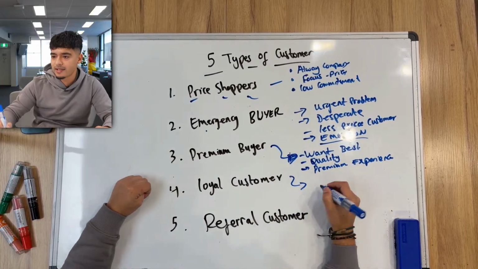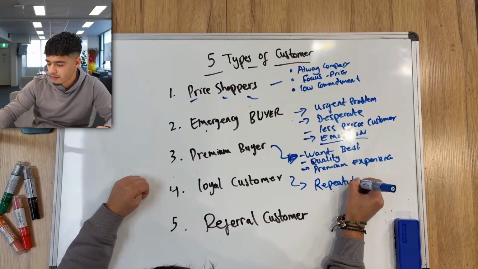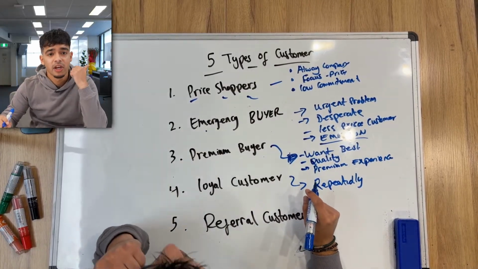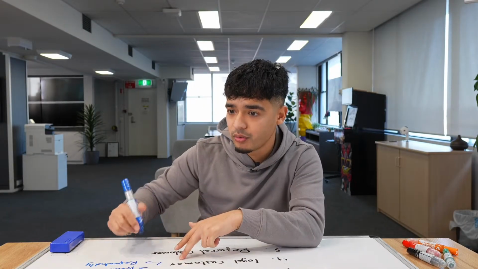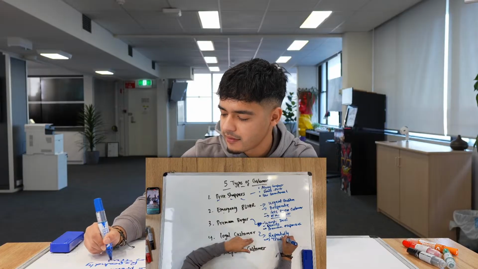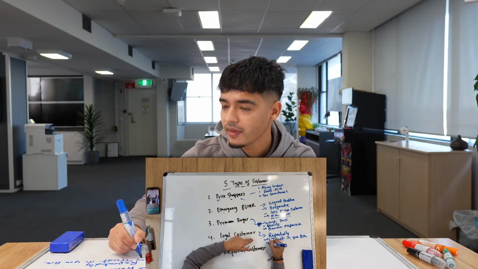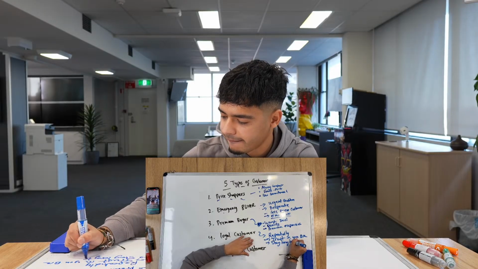A loyal customer. What's a loyal customer? Buys repeatedly. Only comes back to you because they know you're going to do it right the first time. You have a nice personality, you come on time, and you charge fairly. A repeat customer, someone who will buy off you repeatedly. They have trust in your business. And lastly, they stay for the long term.